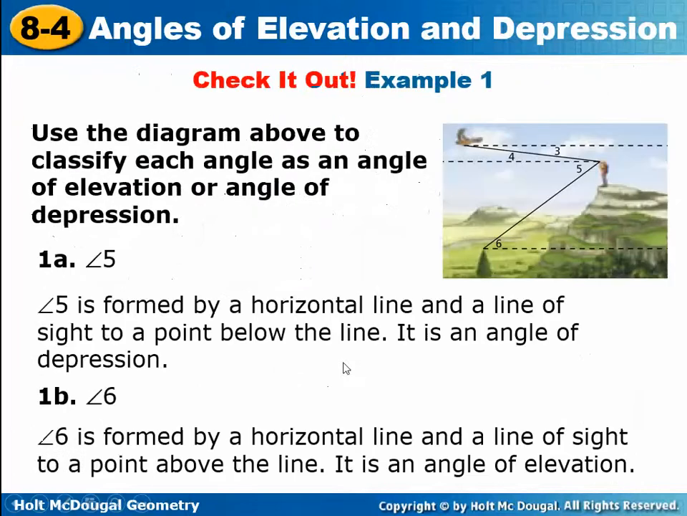Let me go back to that. Also, angle 3, that would be this angle here. That would be an angle of, do you know what it would be? It's a line of sight from this horizontal line going down. So this would be an angle of depression. And angle 4 would be an angle of elevation because it's going from a horizontal line up to the plane. So a point above it would be an angle of elevation.